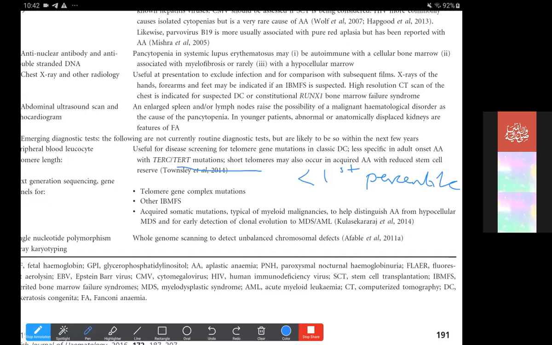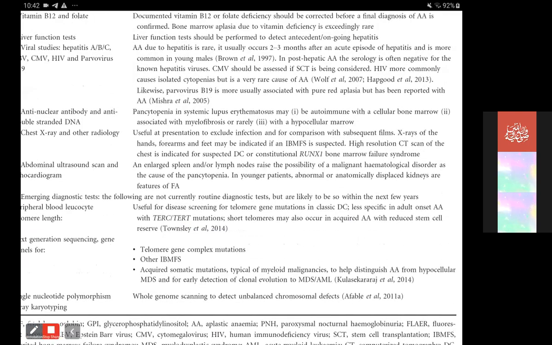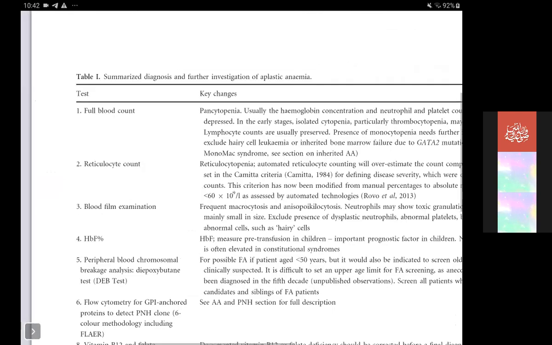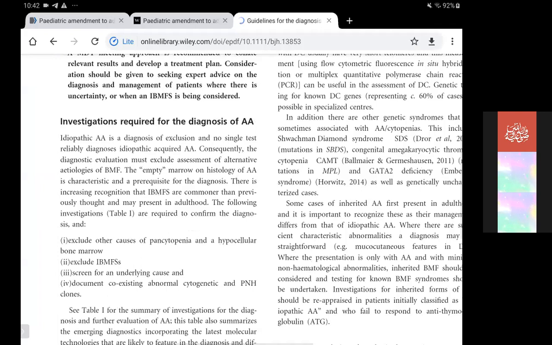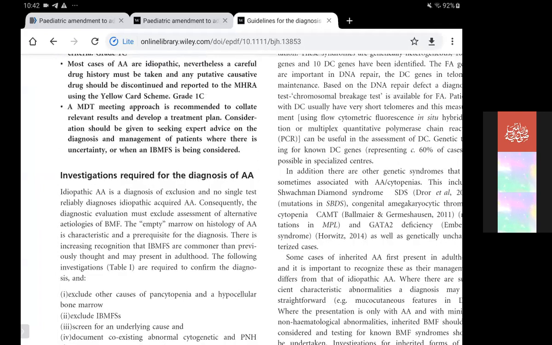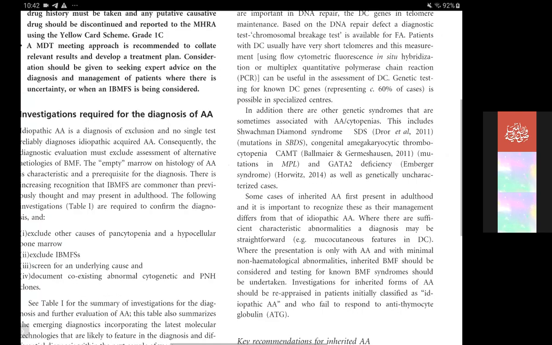So we'll take a short break here, and we'll join again in about 1 minute with the diagnostic investigations for the pediatric age group, and compare the bone marrow findings for adult aplastic anemia versus other causes of hypocellular bone marrow.